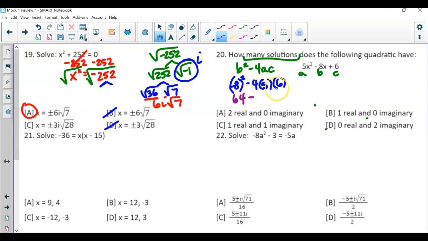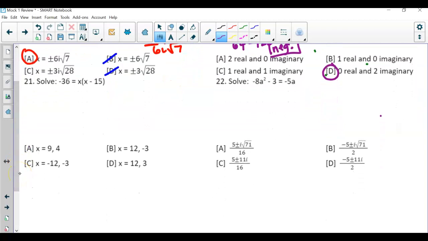Minus, so when you multiply these, you get 120. So notice how we're going to get a negative discriminant. If I have a negative discriminant, that means we have no real solutions, but we have two imaginary. So that's why the answer here is D.